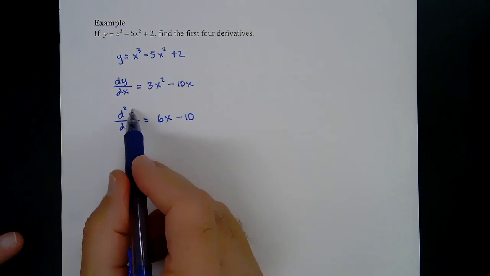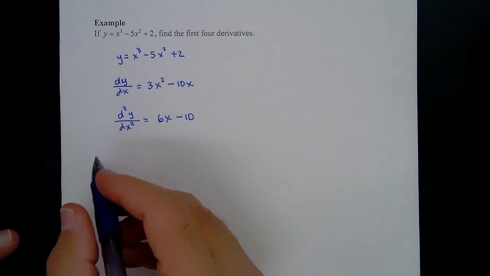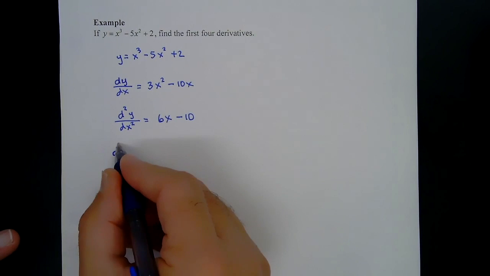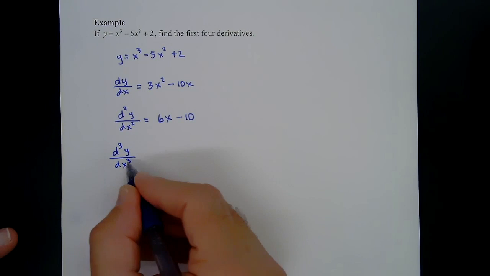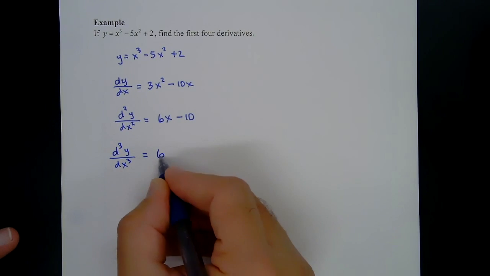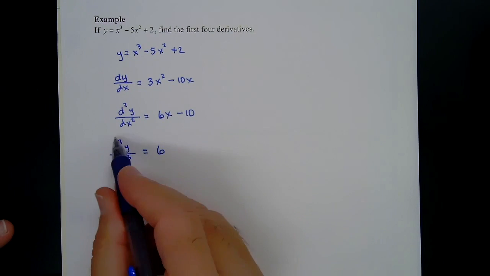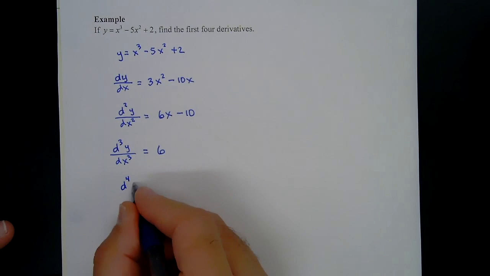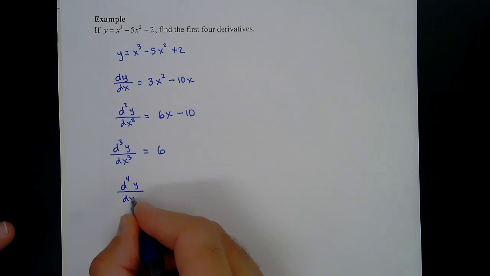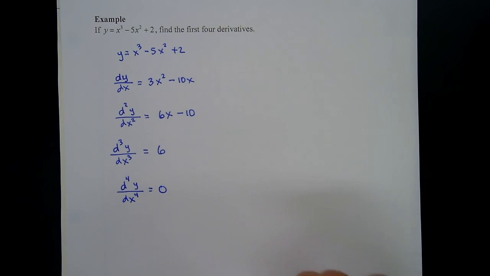Taking the derivative of y with respect to x for a third time becomes the third derivative of y with respect to x for the third time, which winds up being just 6. And now what we can do is take the derivative of this, so the fourth derivative of y with respect to x for the fourth time, and the derivative of 6 would be 0. Okay, so how is all this stuff related to each other?